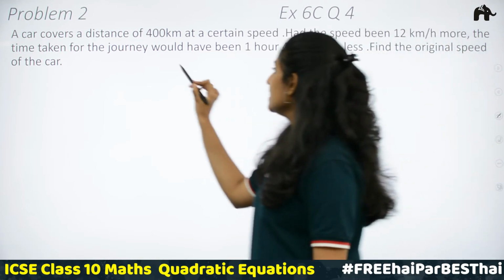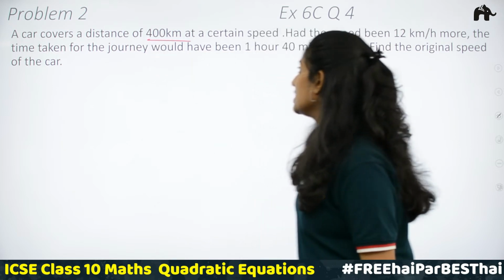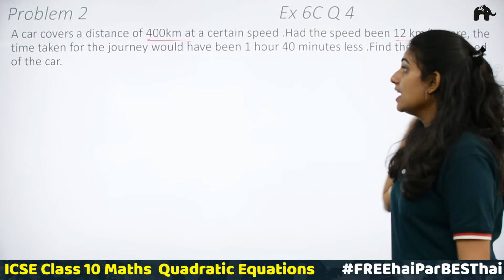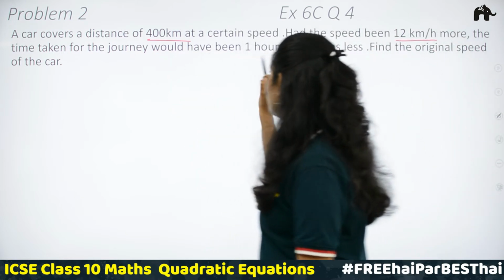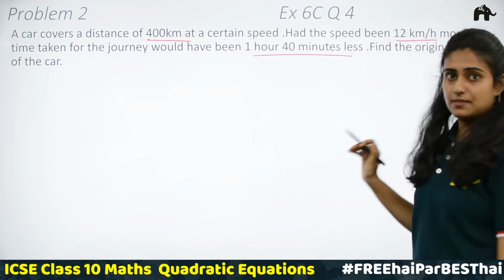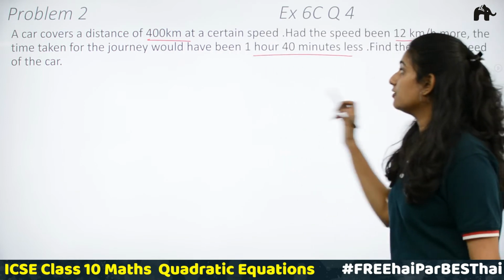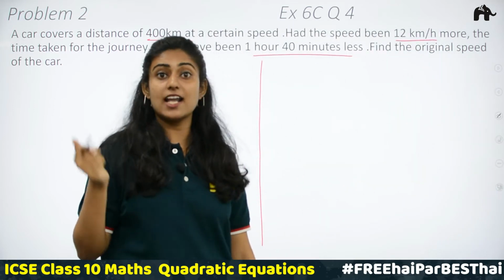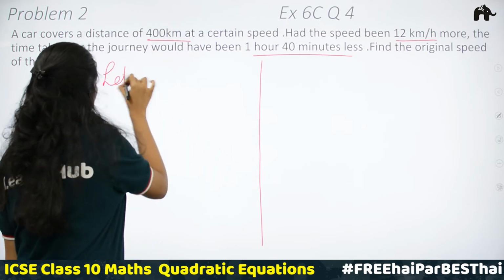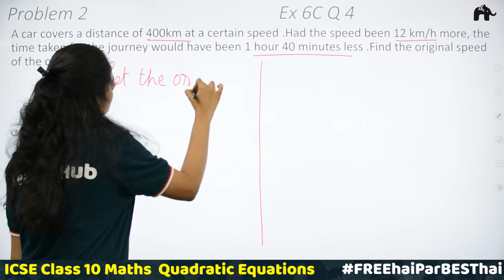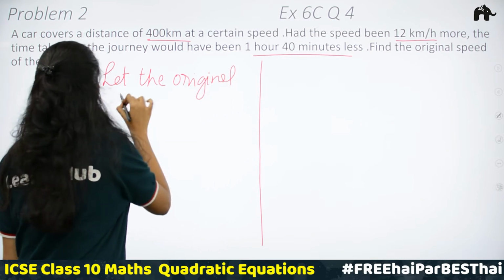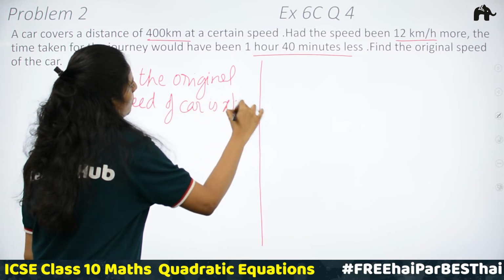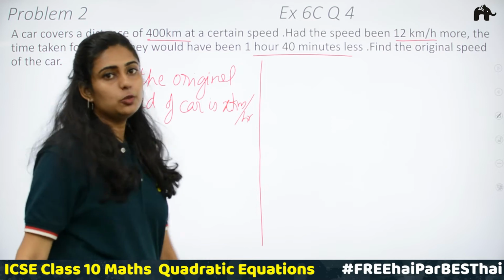A car covers a distance of 400 km at a certain speed. Had the speed been 12 km per hour more, the time taken for the journey would have been 1 hour 40 minutes less. Find the original speed of the car. We have to find the original speed of the car, so let the original speed of the car be x kilometer per hour. Never forget to put the units.